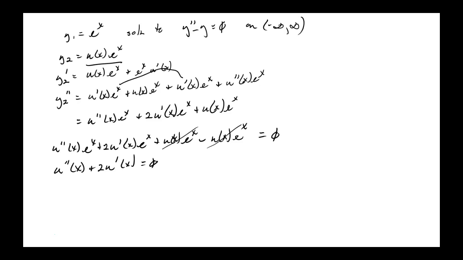All right. Now, here's where things get a little squirrely. And this is why they call it reduction of order. Because now we do this. Let's let w equal u prime of x. That look like a legal move?